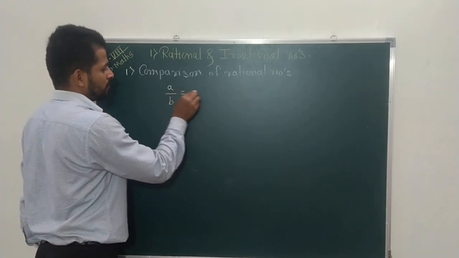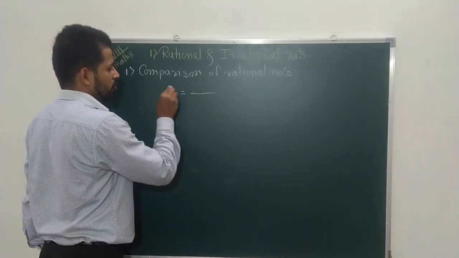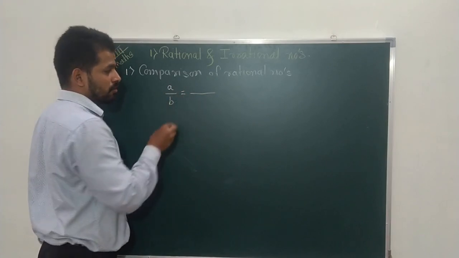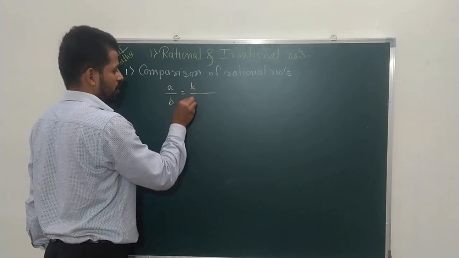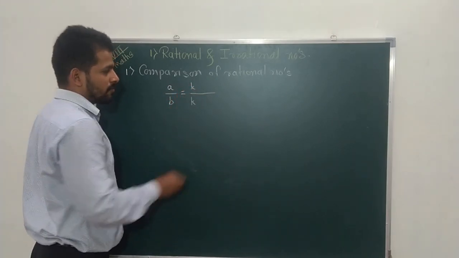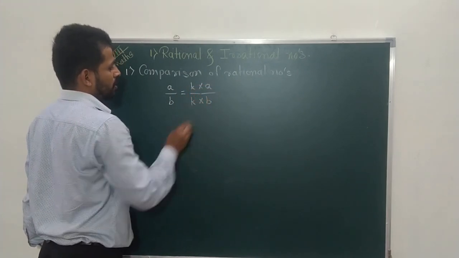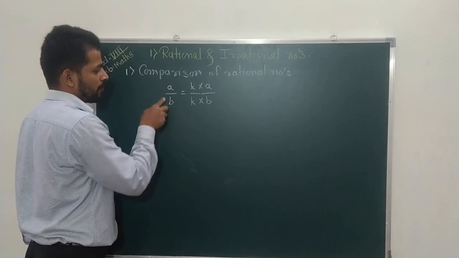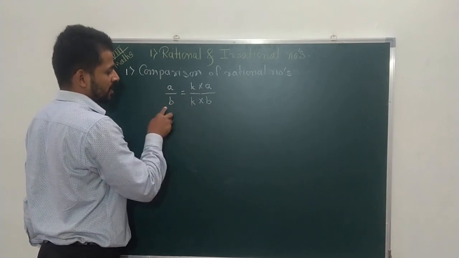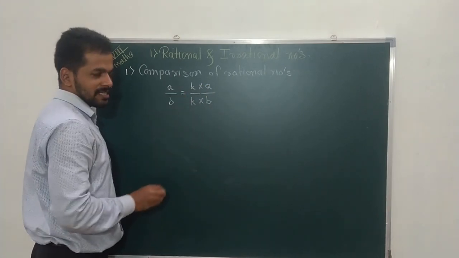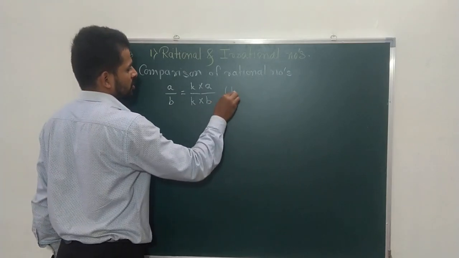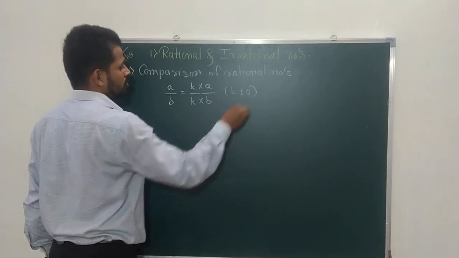We multiply the numerator and denominator by the same number. The condition is the same number. Let k be that number, so k multiplied by a and k multiplied by b. The value of a upon b on the left side and the right side stays the same, but the condition is that k is not equal to 0.